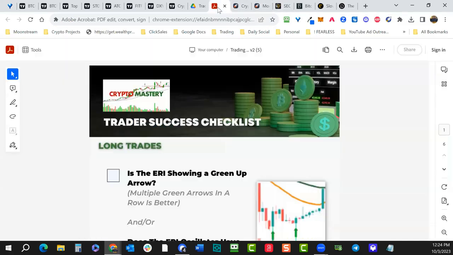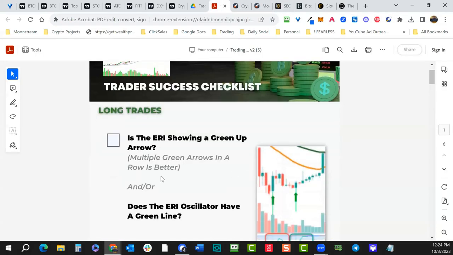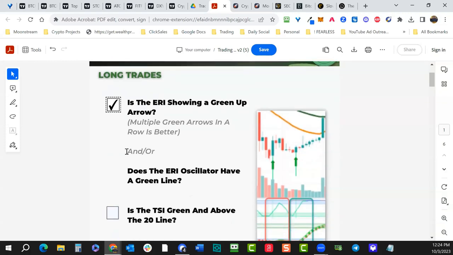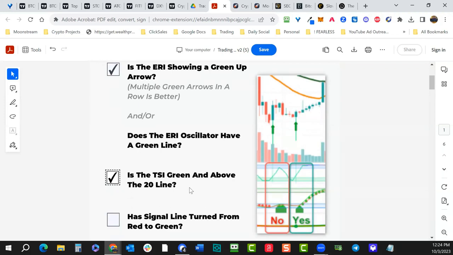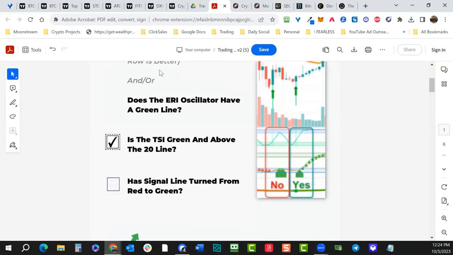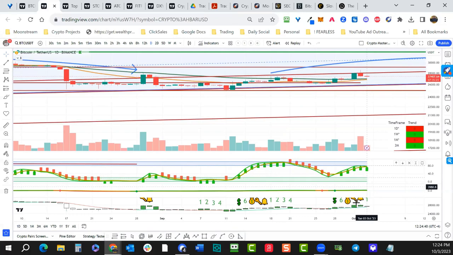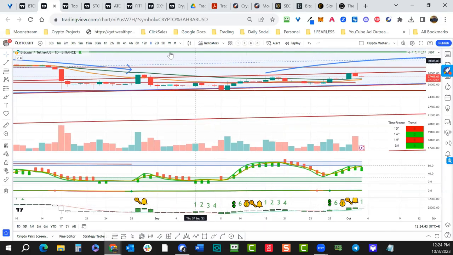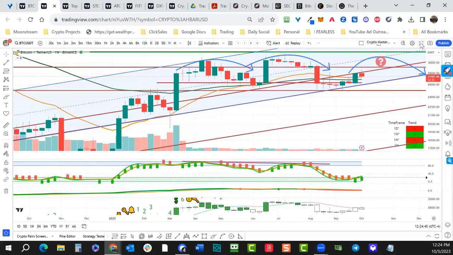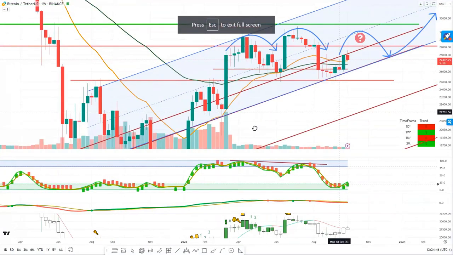If you'd like a copy of our trading success checklist, once we have several things on there: is the ERI green and going up, the early reversal indicator? Yes, it is. And is the 20 TSI above the 20 line? Yes, it is. So we just looked at that over here on the weekly basis. I love the weekly because it gives indications of a longer term follow through, so keep that in mind here.